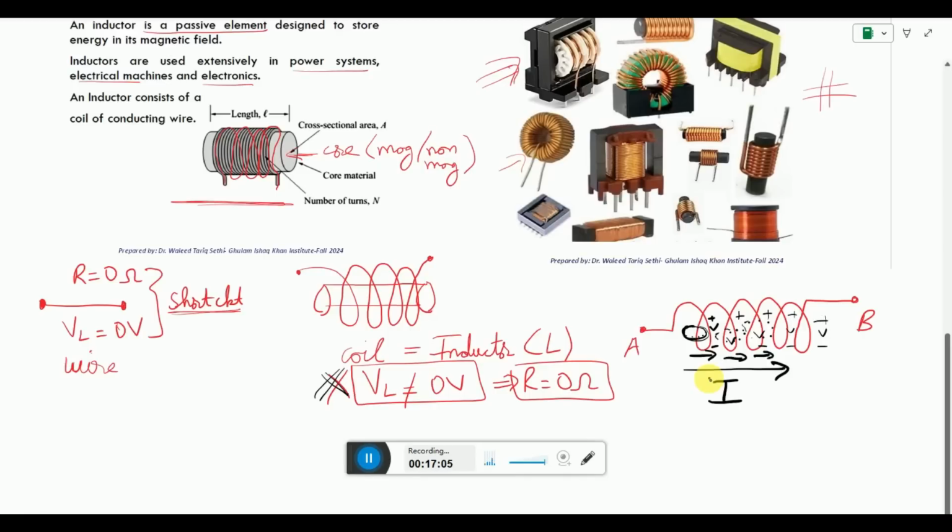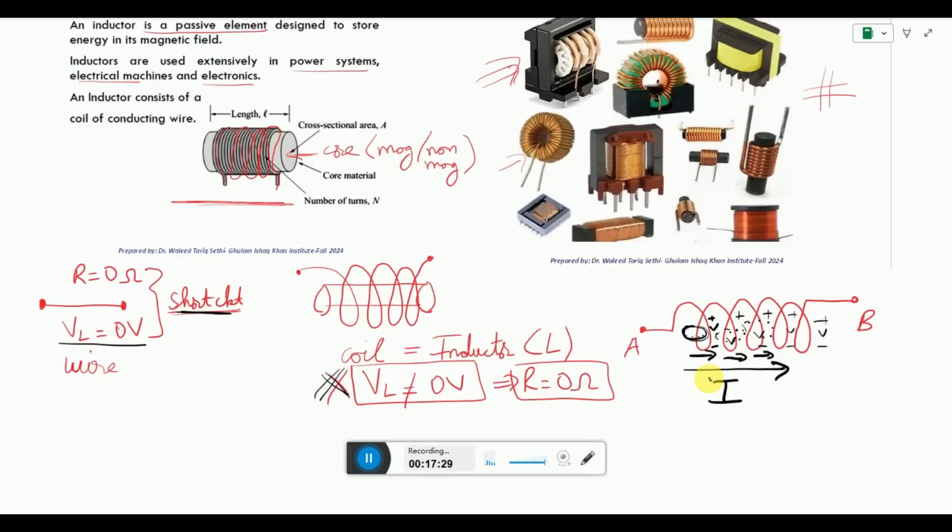So this is what I was trying to explain earlier: although for a short circuit the voltage should be 0, in the case of an inductor, where we turn a wire into a coil, the voltage is not going to be 0, because the induced voltage is produced based on the principle of electromagnetic interaction presented to us by Ampere's law and Faraday's law. So this is how an inductor basically operates.